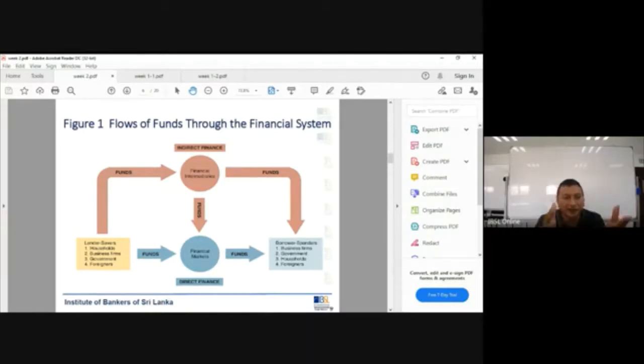The funds are channeled to a pool of funds. From that fund pool, they are funded for different purposes. So understand what is direct, what is indirect. Any financial modality that you talk about in financial markets falls either into direct or indirect.